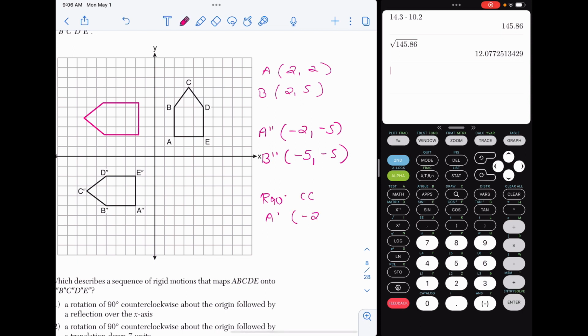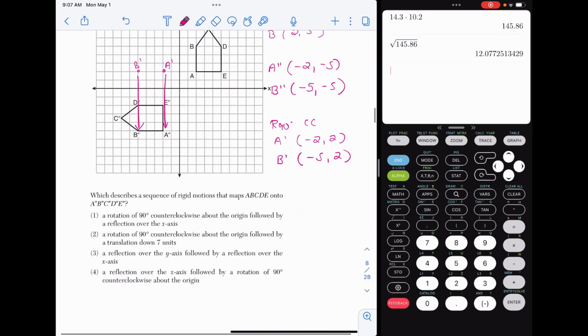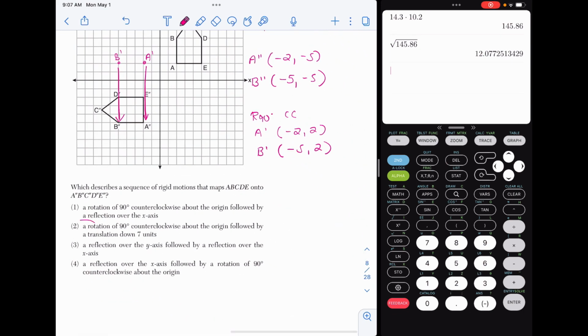So that would give me (-2, 2) for A prime. For B prime, negate y, then switch. That would give me (-5, 2). So now I have (-2, 2) as A prime and (-5, 2) as B prime. And again, I could find all of the other points too, but now you can see that they're in line with one another, and I just have to do a translation, and that's going to be a translation down 7 units, and this is going to give me choice 2.